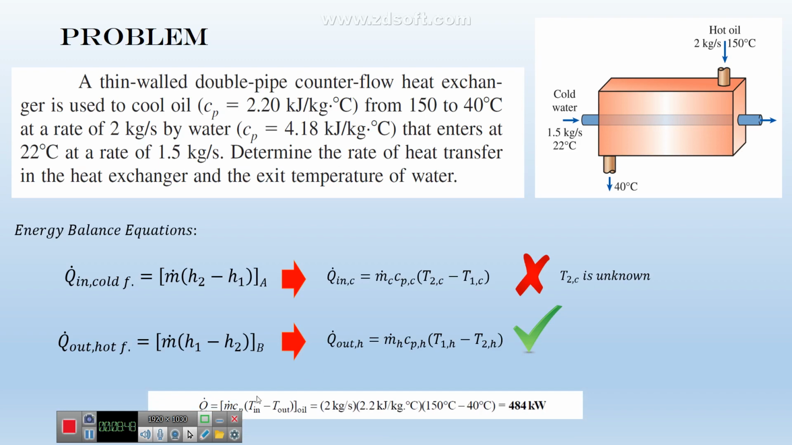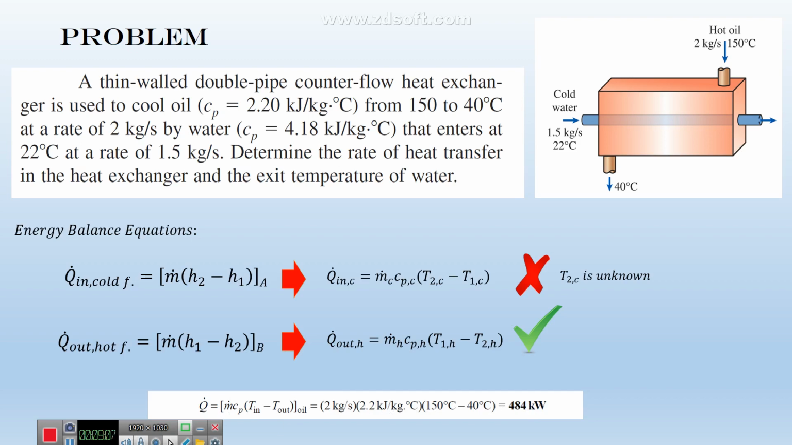Okay, if you just substitute the known parameters here, you can simply find the Q dot. Keep in your mind that because the Cp is in kilojoule, the unit of heat transfer rate will be in kilowatt.